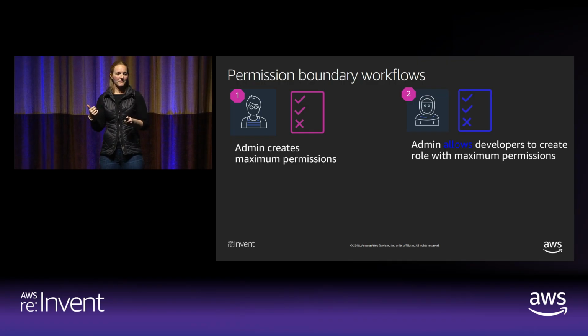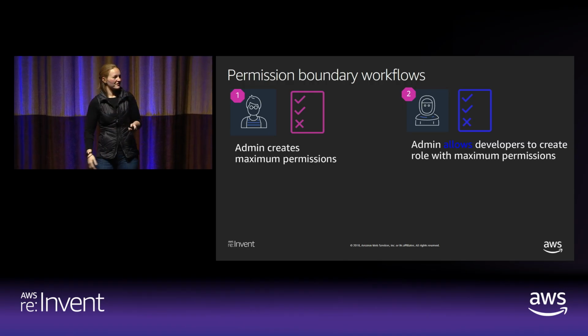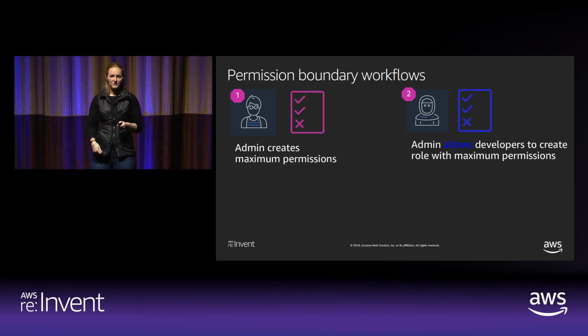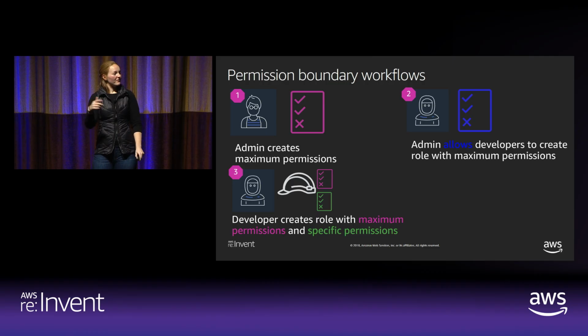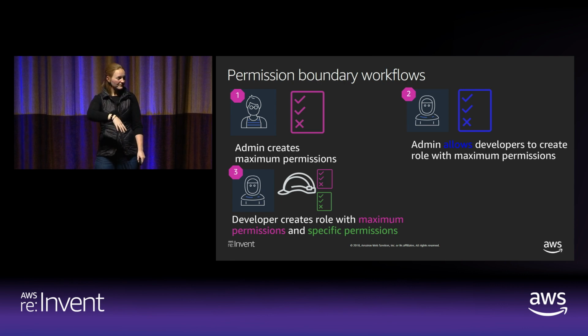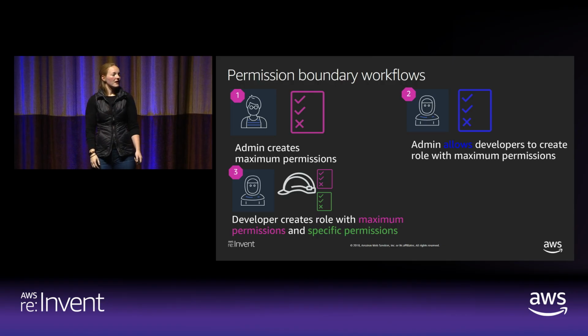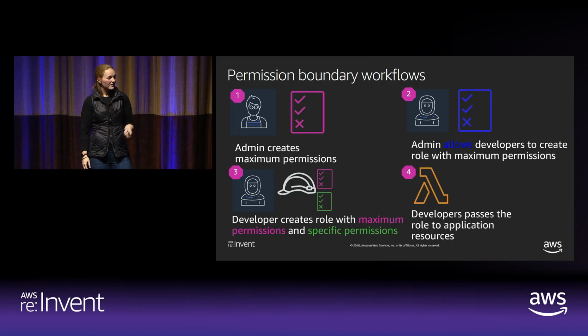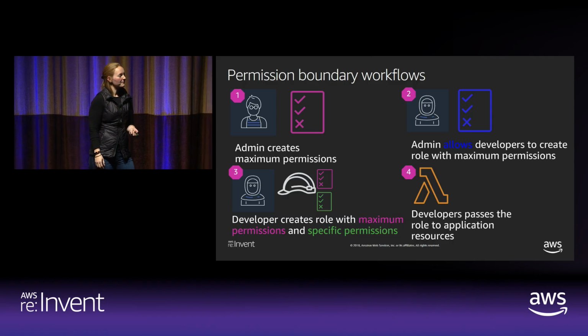Number 2, developer. I'm going to call on somebody, maybe. One of you who's a developer, you get to go create a role, but only with the maximum permission. So I'm going to allow that. That's me again. I'm going to say, hey, you in the audience, you can go create roles with only this maximum permission. Then the developer, that's you, creates the role, passes in the pink policy, and then whatever green policy you want. And this could be a scoped down version of what's in the pink policy. And then finally, you as the developer pass it to Lambda.